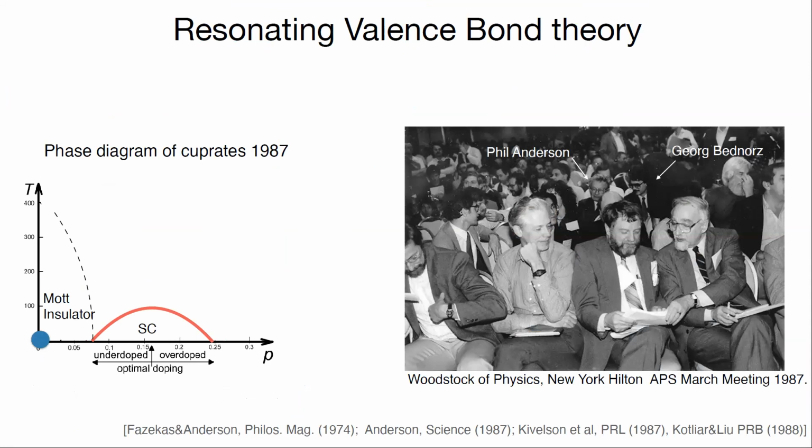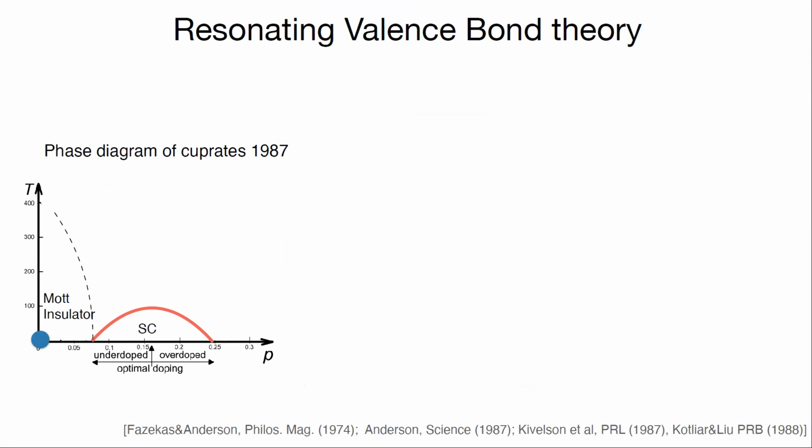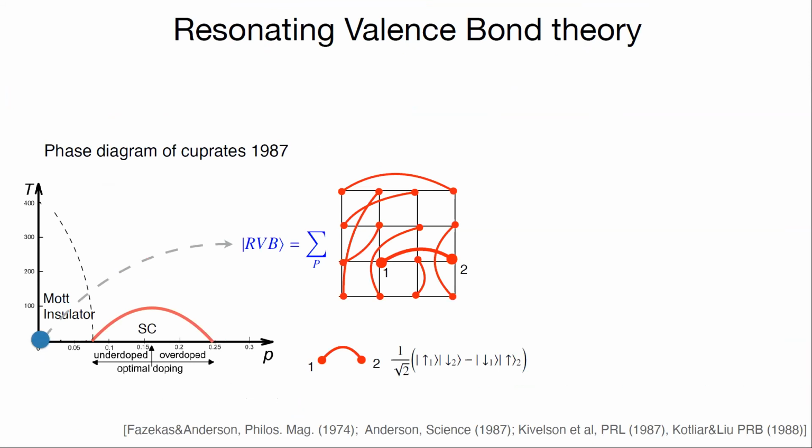So RVB theory is the following. At the Mott insulating state, it's postulated that it is described by an RVB state as a ground state. This is, of course, not exactly the case in experiment, but maybe the experimental state is somewhere close to it.